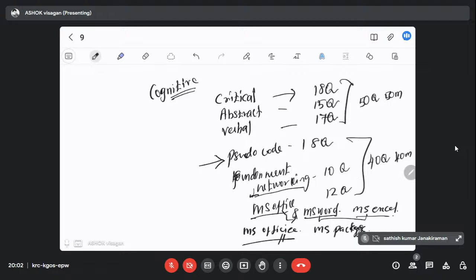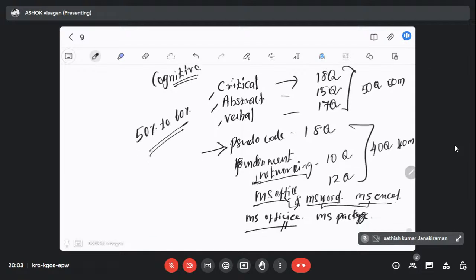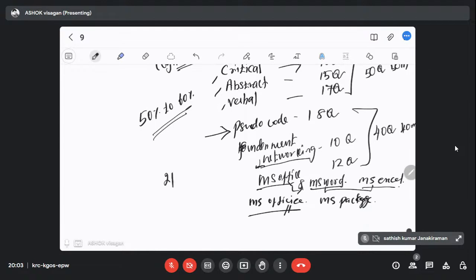In the above section, there are 50 questions in 50 minutes. All together, they will check each section. So my common advice is to attend 50% to 60% of the questions in each section. Definitely you will pass the examination. After completing this section, you will be forwarded to the programming area, where 2 programs will be given. This is the pattern of Accenture.